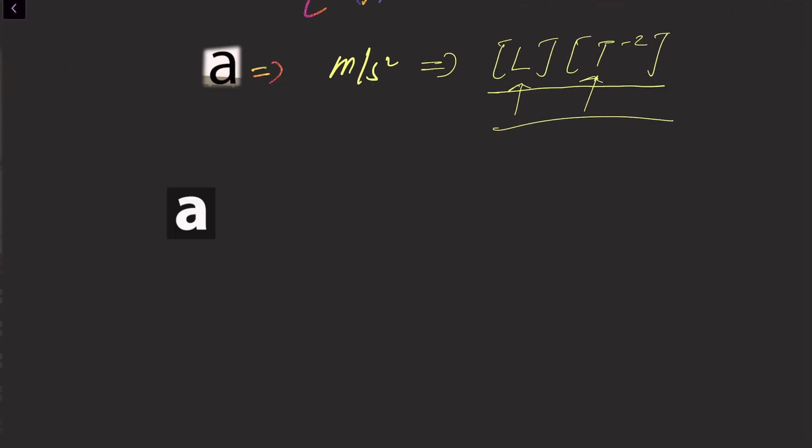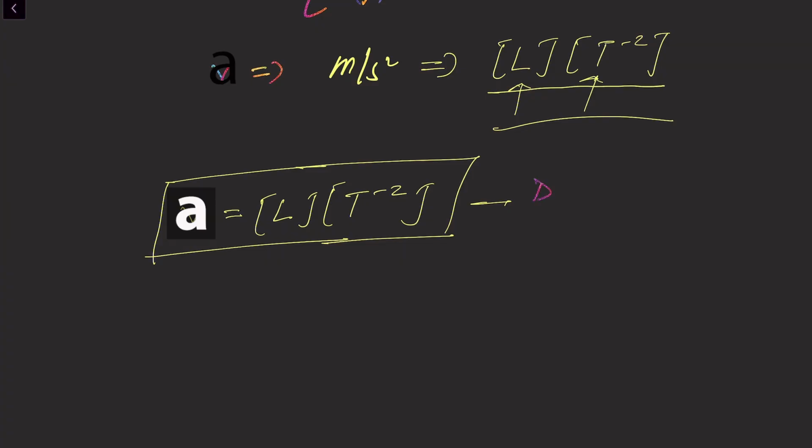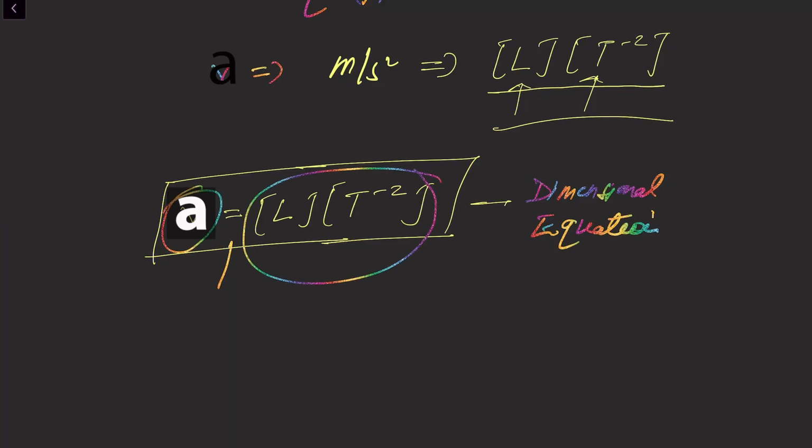An equation obtained by equating a physical quantity with its dimensional formula. So a equals LT⁻². Okay, this is the dimensional equation. An equation obtained by equating a physical quantity with its dimensional formula, right, is called a dimensional equation.